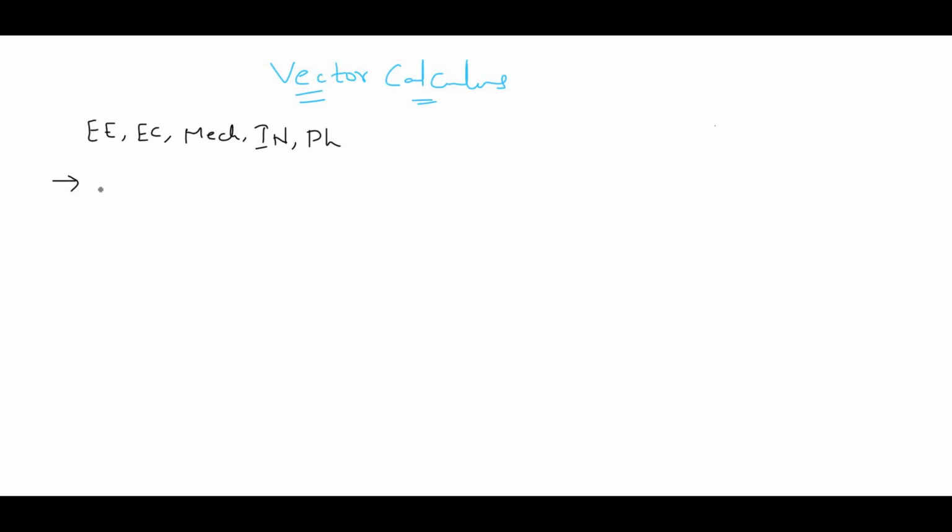So what is a vector? A vector is something that has magnitude. You can also call this length, and it has direction. So basically, if I draw this vector, its length represents the magnitude, and its direction is defined with respect to some axis, conventionally or mostly with respect to the positive x-axis.